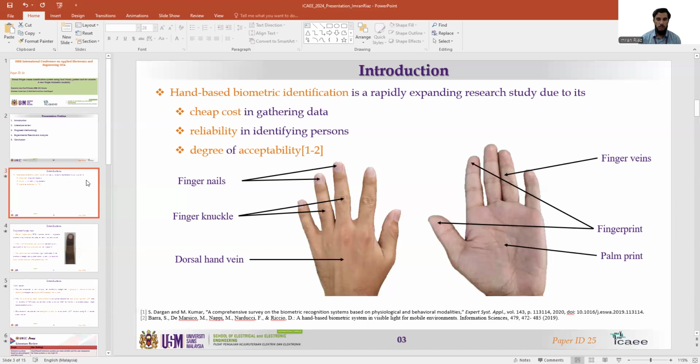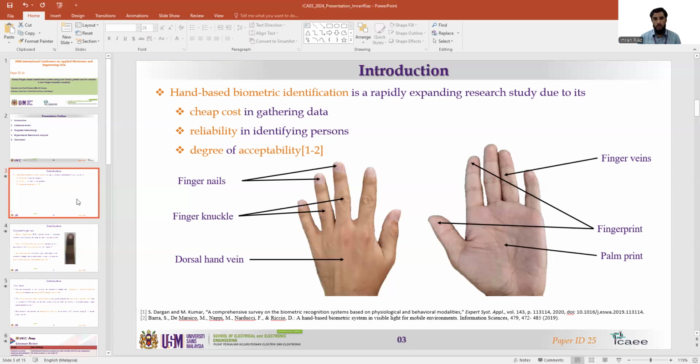First we consider the inner surface, because fingerprint is the most commonly used biometric trait. Other than fingerprint, the finger veins from the inner surface of the hands are being used, and also the palm print. If you see the outer surface of the hand, there are the fingernails, the finger knuckles, meaning these bending points, and the dorsal hand veins, which are available at this position. They are also being used for biometric purposes.